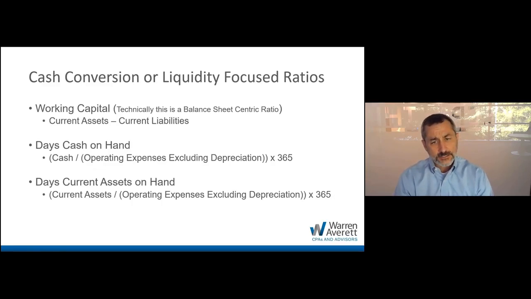Working capital is the next thing that we're going to talk about. And technically, this is a balance sheet centric ratio, but I include it here because it relates to measuring how well we're able to, and how quickly we, turn our money and how well we can satisfy our current liabilities. Working capital is simply current assets less current liabilities.